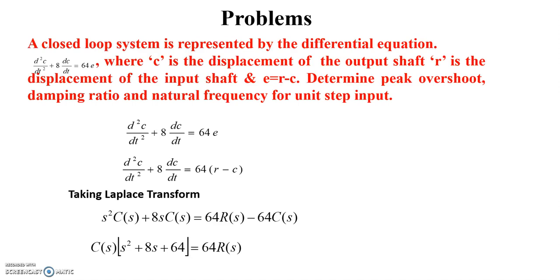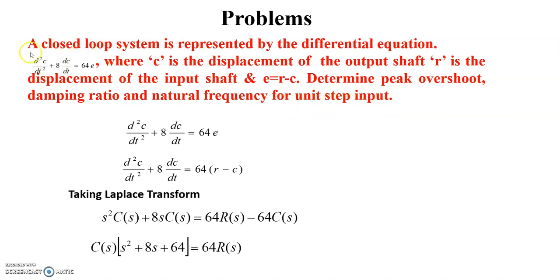The next problem: a closed loop system is represented by the differential equation d square c by dt square plus 8 dc by dt is equal to 64e, where c is the displacement of the output shaft, r is the displacement of the input shaft, and error E is equal to R minus C. Determine the peak overshoot, damping ratio and natural frequency for unit step input.